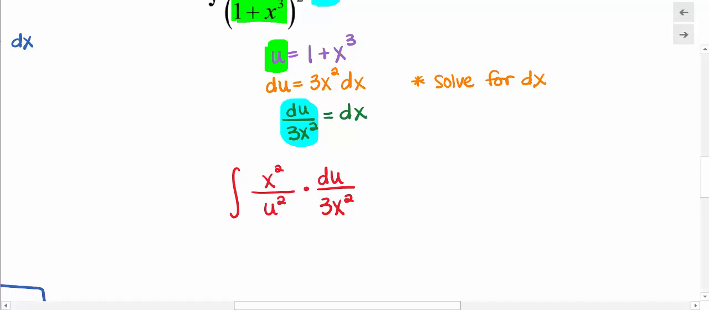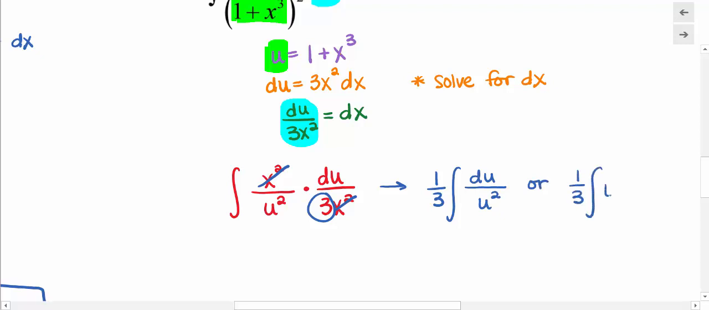So I see here x squared divided by x squared is 1. And I also see this 3 in the denominator. So I'm going to go ahead, that is a coefficient of my whole problem. So I'm going to write that in front of my integral. And then I'm going to write, I have du left in my numerator and u squared left in my denominator. So the other way to write that if I wanted to is u to the negative 2. Okay, which I know I can integrate.